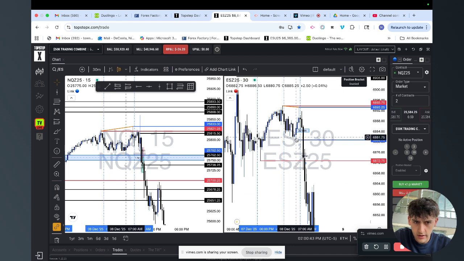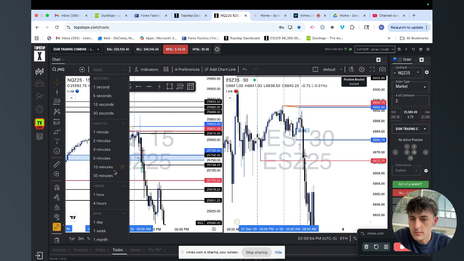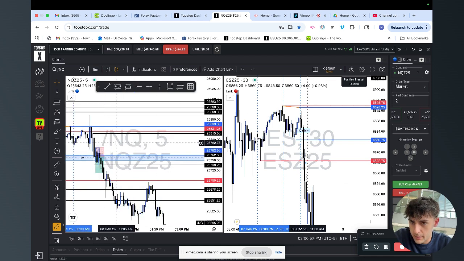This would have been a good area to sweep. Maybe form a bullish SMT. Like it was a really good area. But that's not what happened, and we have to adapt. So what ends up happening?